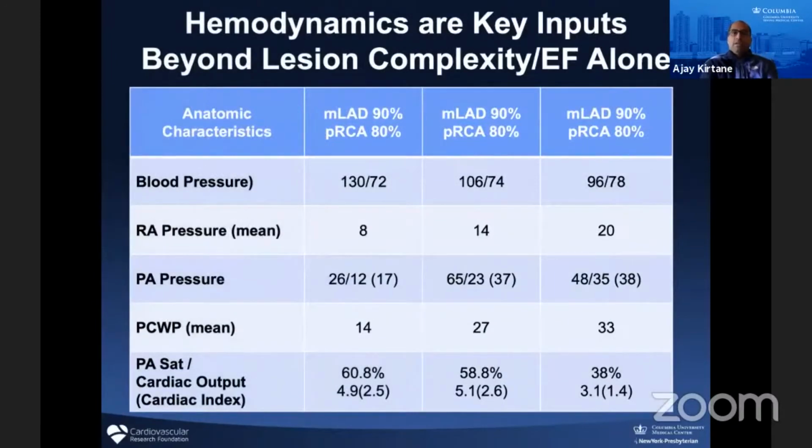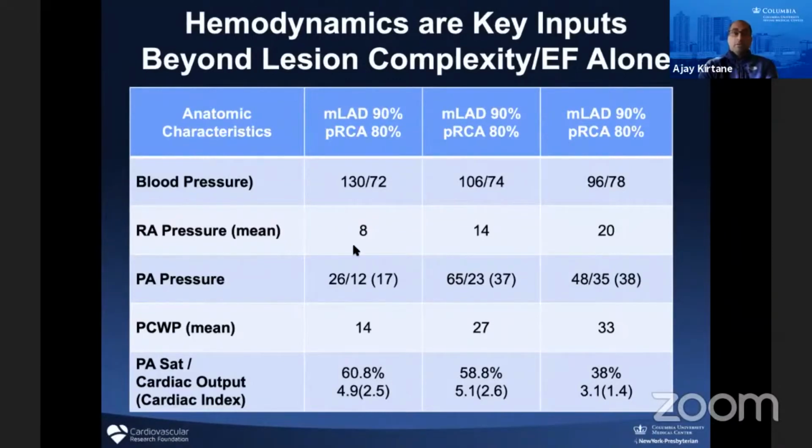I like showing this slide because it fixes the anatomy. What all three of these patients, each of these columns, have is a mid-LAD 90% and a proximal RCA 80%. That's what they have. But look at the hemodynamic differences between this patient on the left with a normal blood pressure, normal filling pressures, and a normal cardiac index, and this one who has a marginal blood pressure, PA pressures are high, the wedge is 33, and the index is 1.4. These patients with the exact same anatomy have completely different risks of decompensating during the PCI.